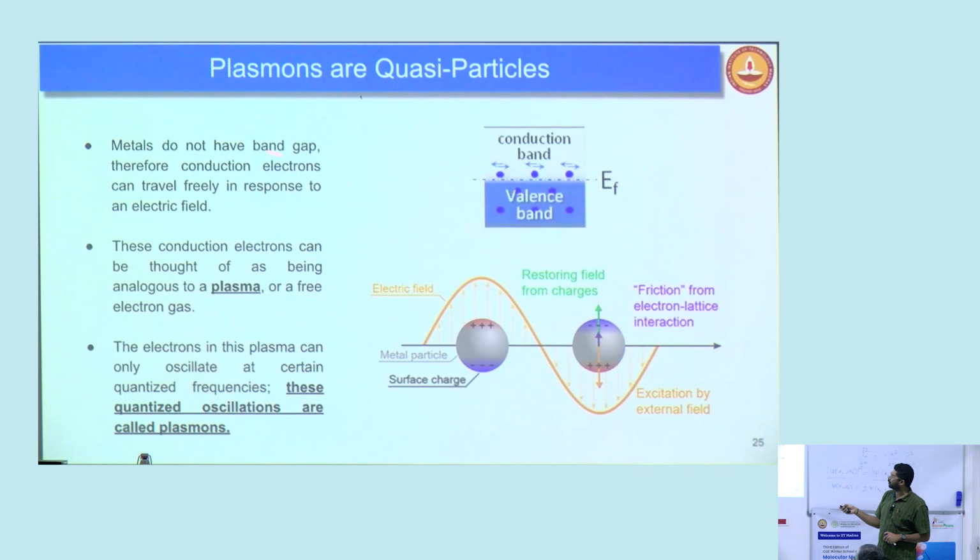So you know that metals do not have a band gap, therefore conduction electrons can freely go in response to the external electric field. As I said, you can think of these as non-interacting electrons. Okay. These conduction electrons can be thought of as being analogous to the plasma or the free electrons. Thus, electrons in this plasma can only oscillate at certain quantized frequencies. Okay, these quantized oscillations are what are called the plasmons.